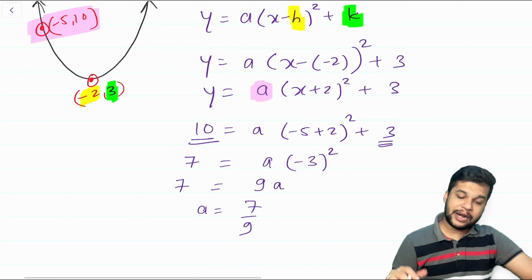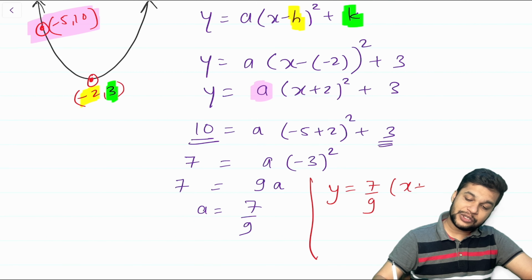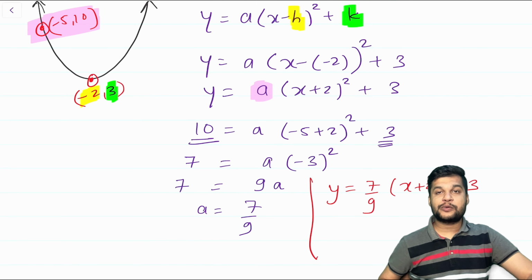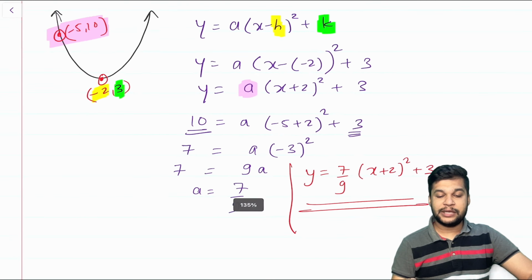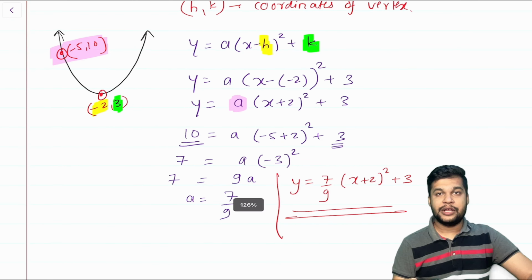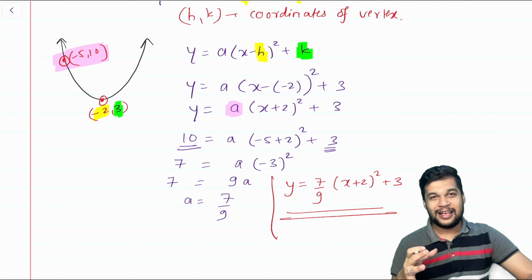So what does my quadratic function look like? My quadratic function ultimately is y equal to 7 upon 9 times x plus 2 whole square plus 3. So this is how, I'm so sorry if you can't see this. Yeah, so this is how you get the quadratic function from the given information. So I would like you all to have a glance over the whole process that I've used.